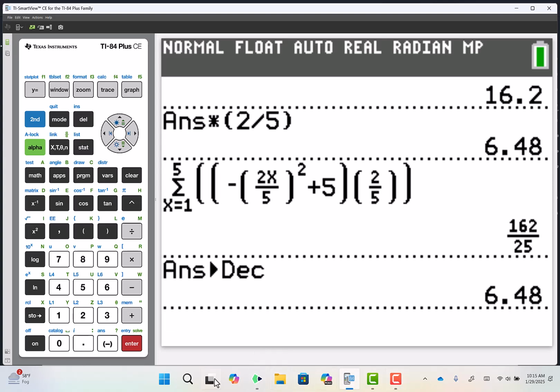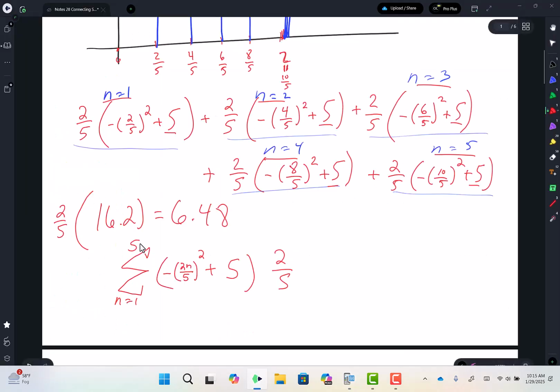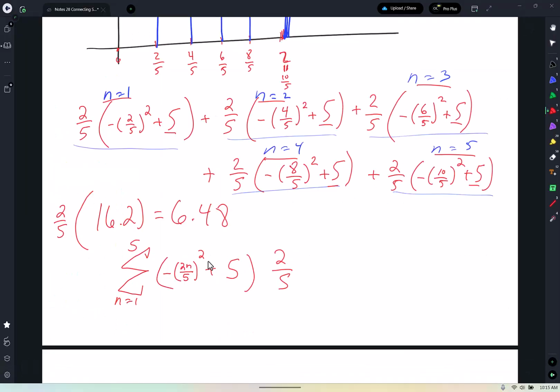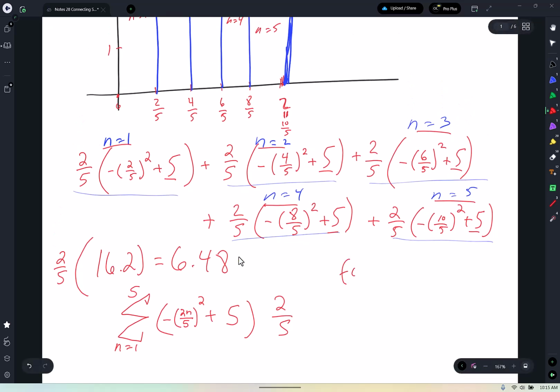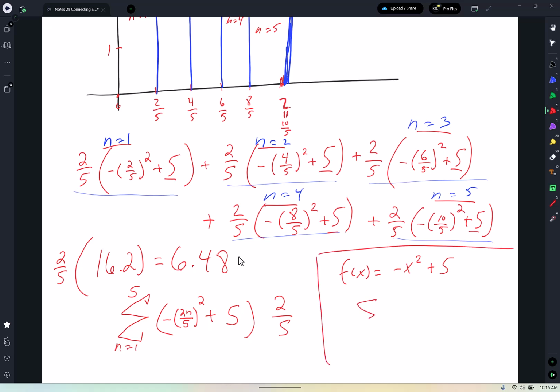All right, here we go. We're going to have to eventually be able to do summation notation with function notation, which is f of x. So f of x, I'm going to write right here on the side. f of x was negative x squared plus 5. So let's see if we can do it with this. So sum. We can still use n. n equals 1 to 5, and then we can say f of.